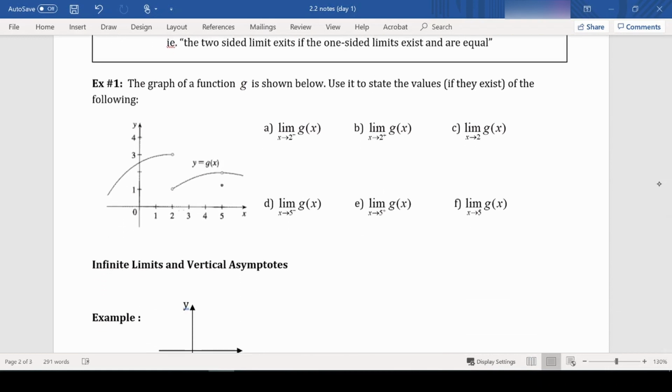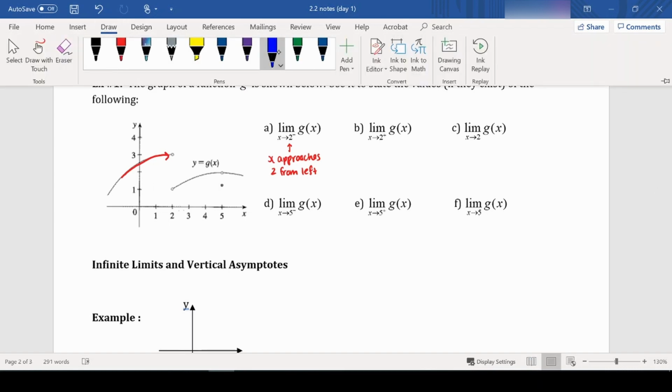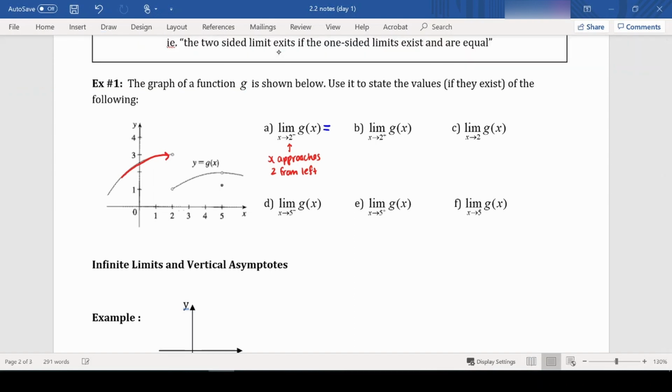So for example, let's take a look at this. We'll do an example here. The first one is saying the limit as x approaches 2 from the left. So if I go down and look at my x value of 2 and find the part of the function that's to the left of 2, that means we're approaching along this line here. Okay? So we can see that as we travel along this line, we get really close to an x value of 2, our y values are getting very close to a y value of 3.